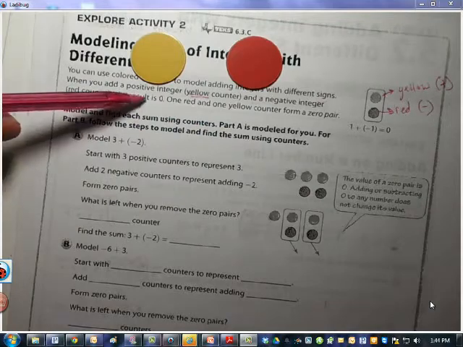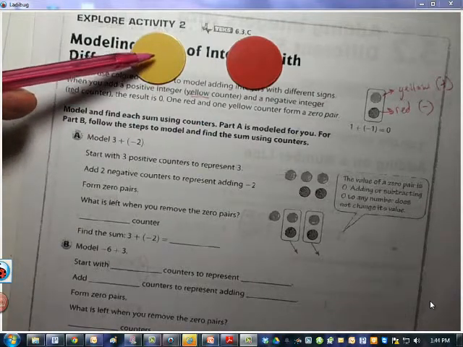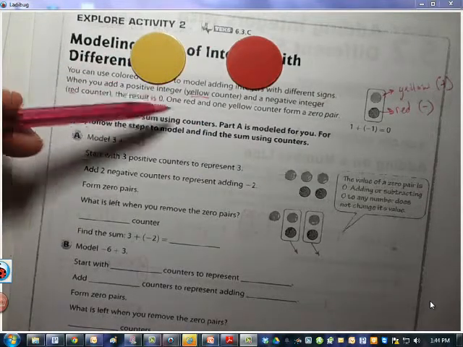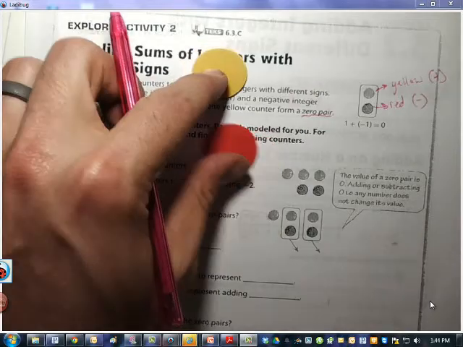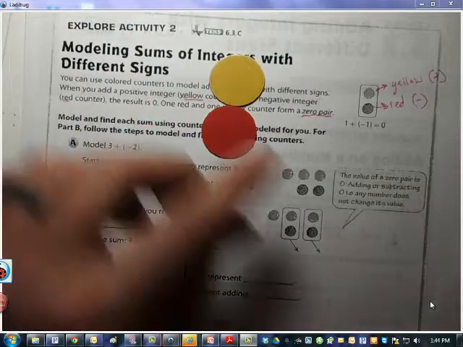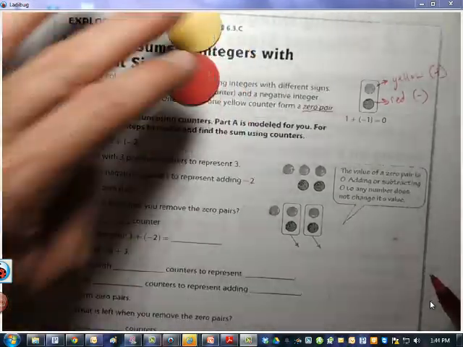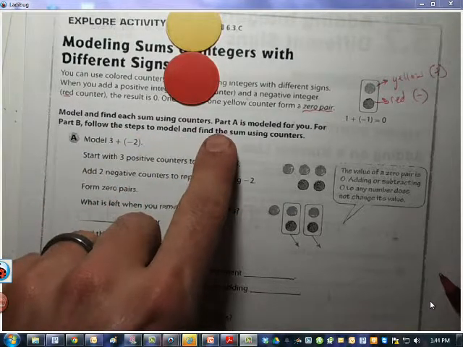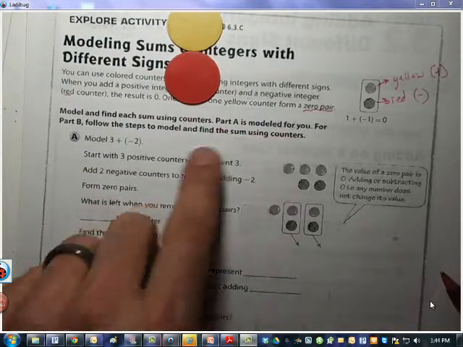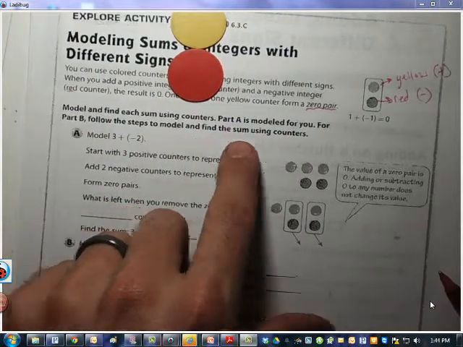The result is 0. So when you add a positive and negative, the result is a 0. So we call that a 0 pair. Pair because there's 2 of them, and 0 because when you add them together, they equal 0. So that's an example of a 0 pair. Okay. So the directions say model and find each sum using counters. Part A is modeling for you. For Part B, follow the steps to model and find the sum using your counters.